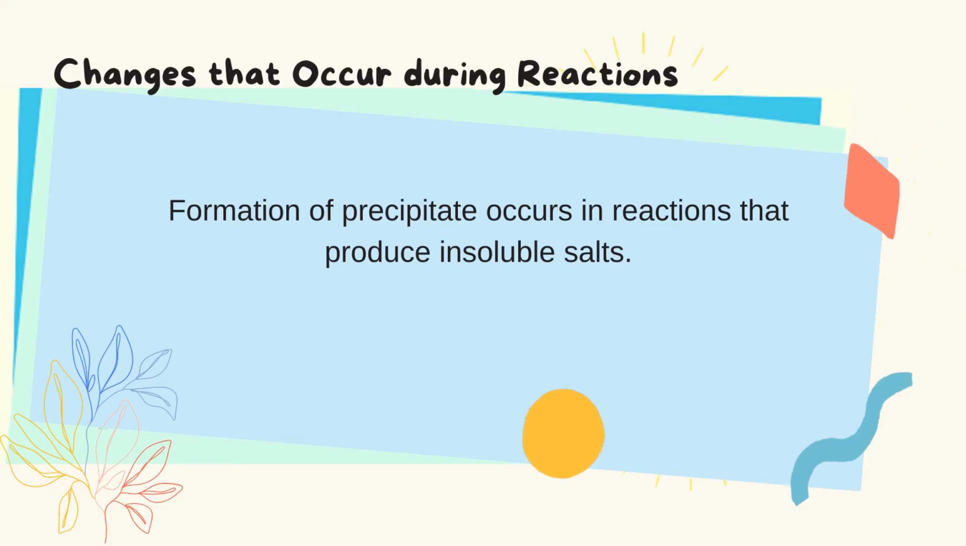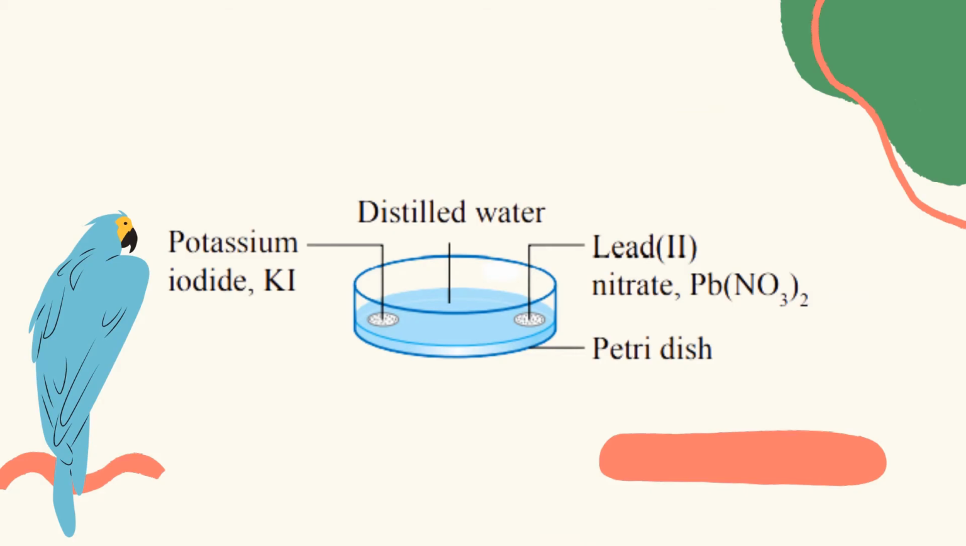Okay, so there are several changes that we can observe during a reaction. One of them is the formation of precipitate, which occurs in a reaction that produces an insoluble salt. For example, the reaction between potassium iodide and lead nitrate will produce potassium nitrate, a soluble salt, and lead iodide. This lead iodide is an insoluble salt.